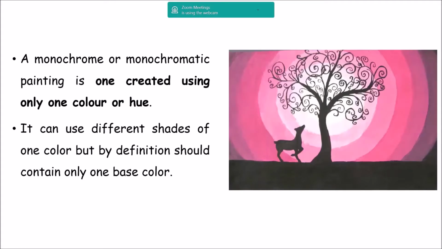So a monochrome or a monochromatic painting is one that is created using one color or hue. So whenever we talk about colors, we are using one color and going to create that painting. And you can use different shades of the same color, but the base will be the same. So if you look at this painting, it is a little bit of pink to purple. And they've added white and black to bring out the different colors.